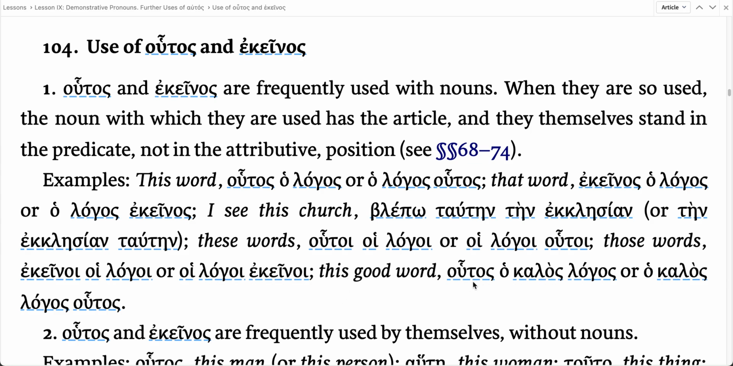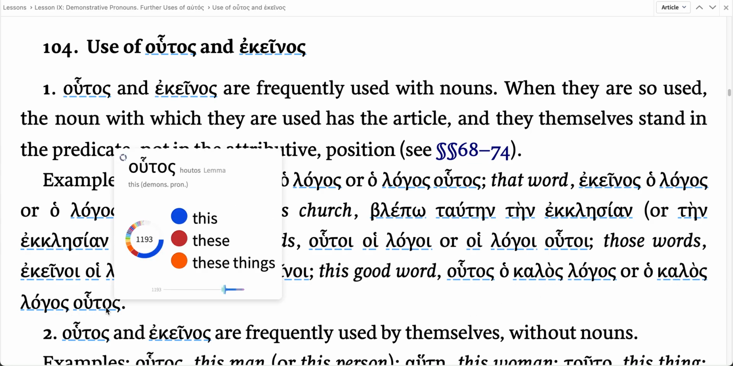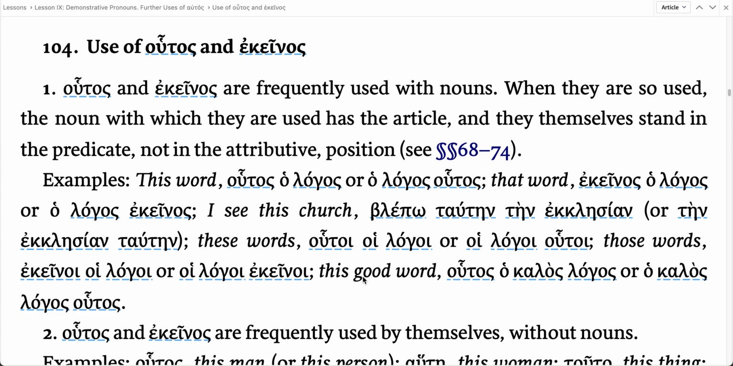You can have this good word. So here you have houtos ho kalos logos. So that's an adjective. So the good word, but it's this the good word. And when you have the words this the good word, you take out the article and just say this good word. That's how you translate it. The good word this. Still this good word. That's how you would translate that. You don't need to say this the good word.